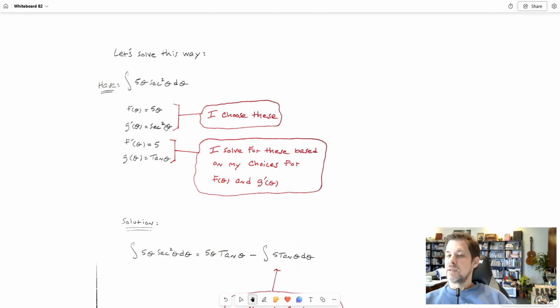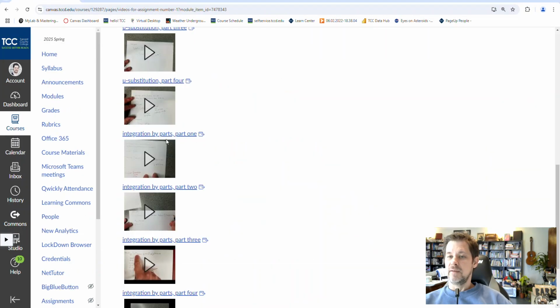Now, I would say that with g prime being your choice, the way you solve for g may vary. Here, I found it on a formula page. It's just a matter of fact that the derivative of tangent is secant squared. So that's what it is. Here's my setup. But it might be that it takes some work to solve for g of theta. You can see lots of examples of how that might play out in the video series that I already have posted. Okay, so let's get back to it.